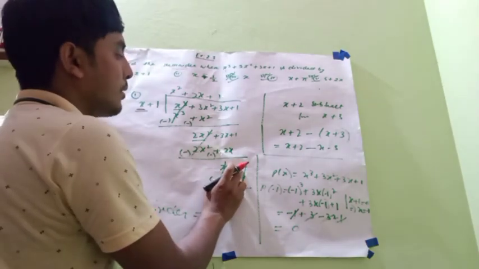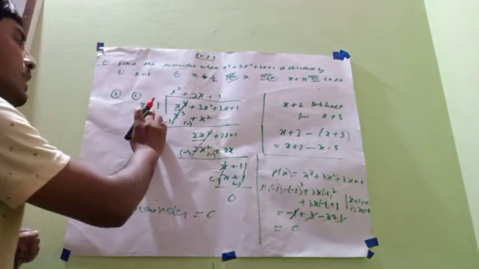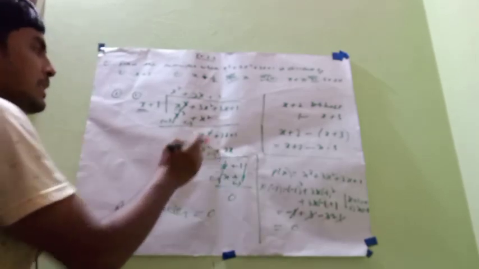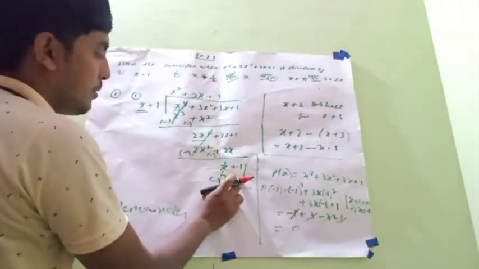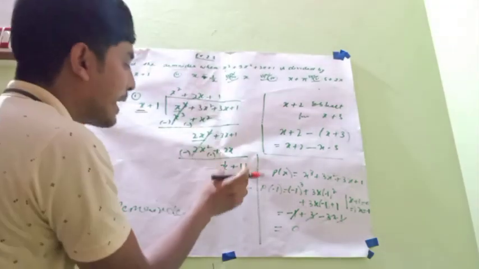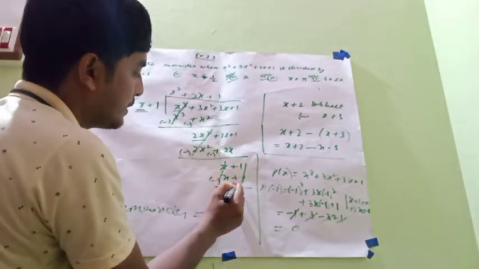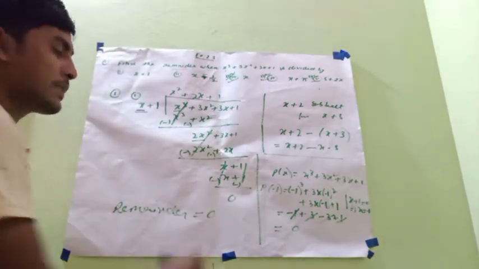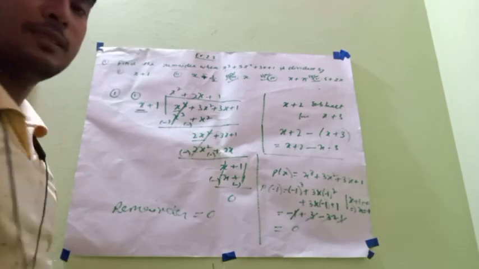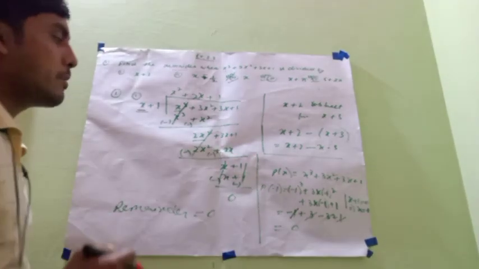So x plus 1. Now here also x plus 1, here also x plus 1. So obviously it will be multiplied by 1. 1 into x is x, and 1 into 1 is 1, because x plus 1. This becomes minus, this becomes minus. What of this cancels? 0. Then you can see the remainder is 0. Now try to use the remainder theorem.